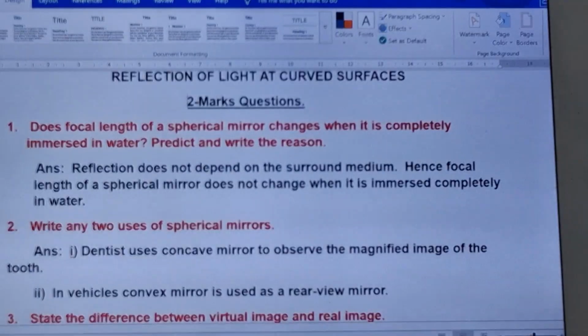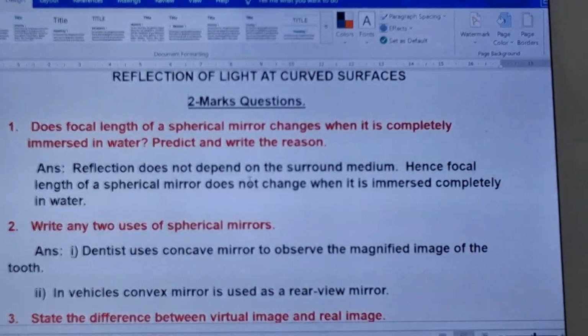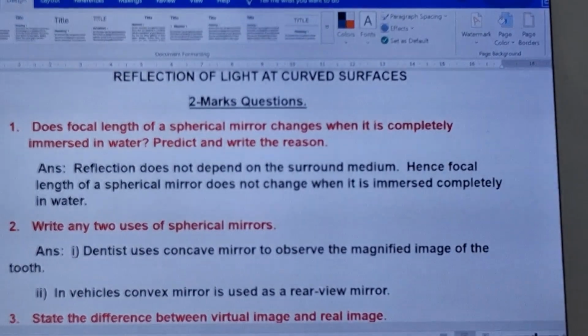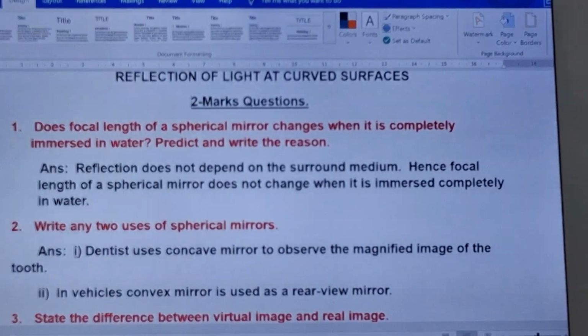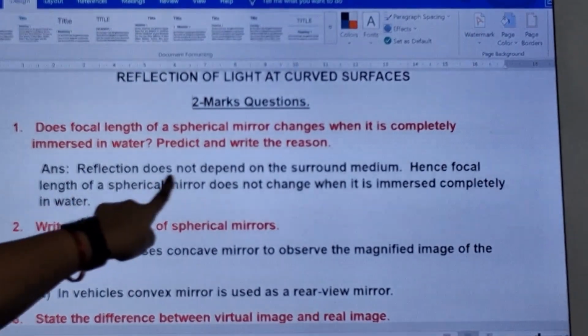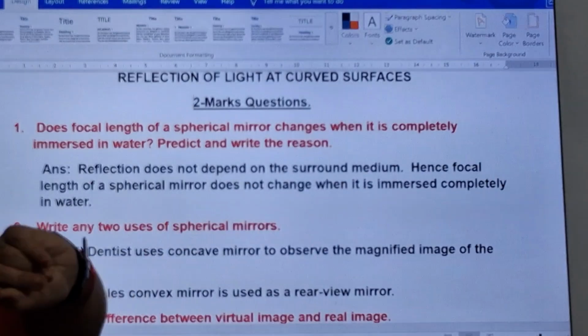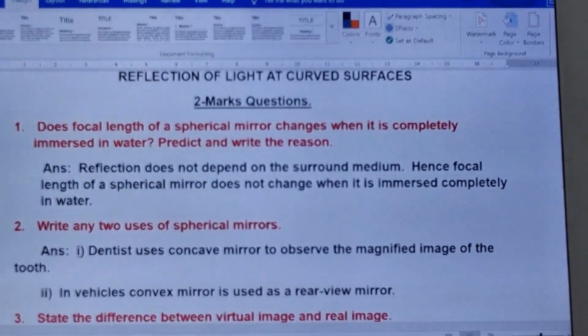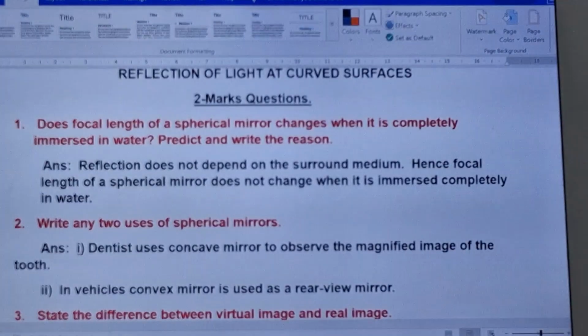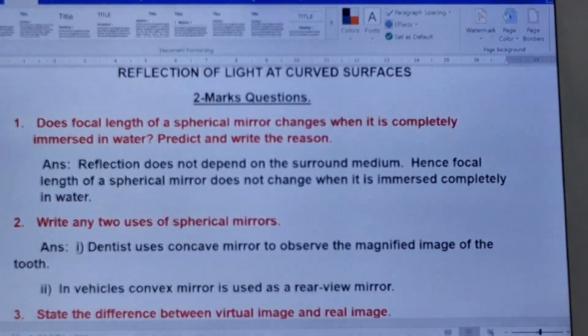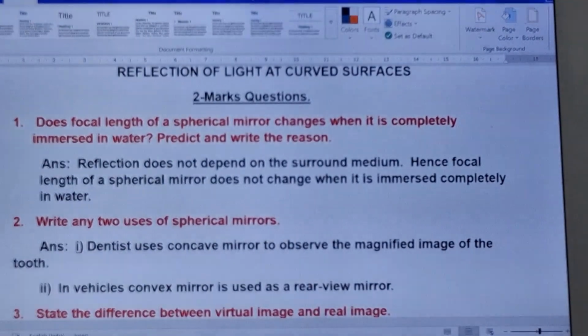Hence, the focal length of a spherical mirror does not change when it is immersed completely in water. Definitely, because reflection does not depend upon the surrounding medium. If reflection does not depend, then definitely the focal length of the mirror also will not change. That is the answer for this first question, children.